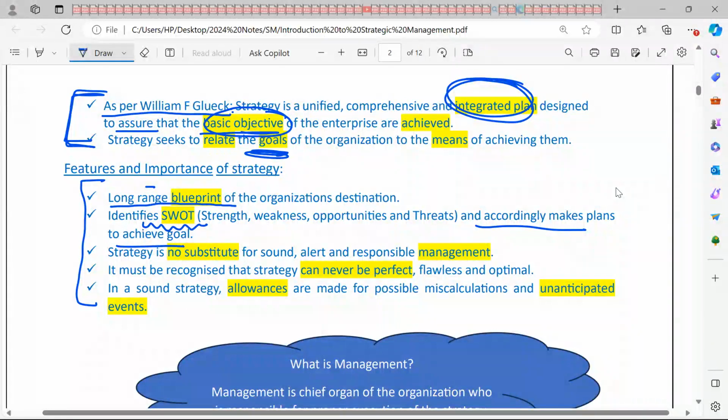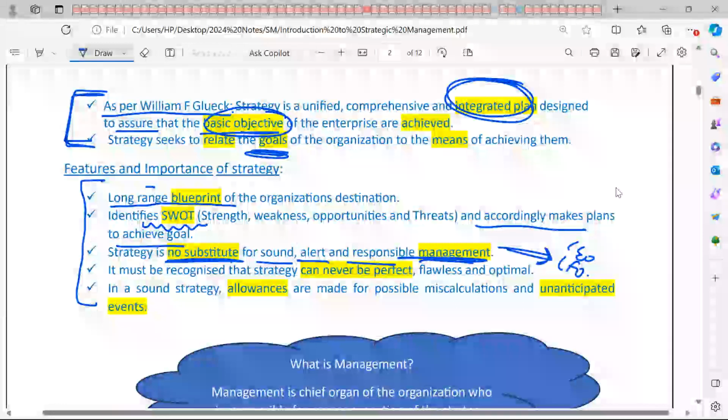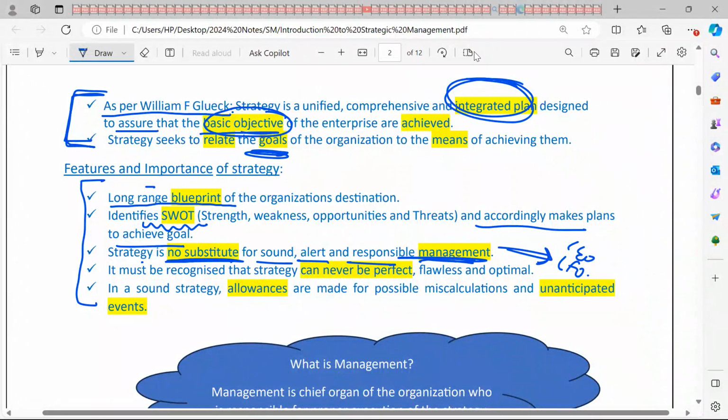So the next point says that strategy is not a substitute for sound, alert and responsible management. In our example, who is the management? You guys only are the management. If we take the example of a company, management means CEO, CFOs. But in our example, you guys are the management. That means you have to study properly and work upon that strategy. This is the third feature.